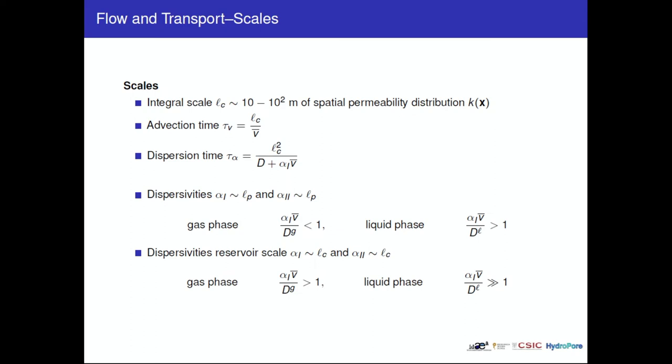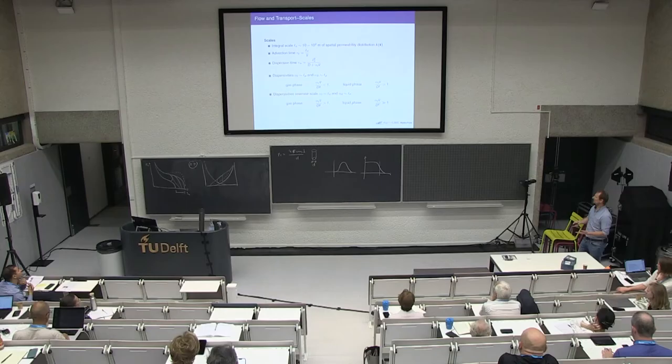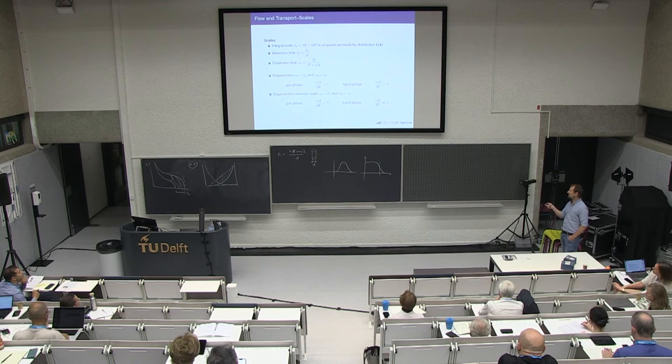And then for the gas phase, actually, this dispersion effect is subdominant compared to the gas diffusion. In the liquid phase, it's different. If you have diffusion in the liquid phase, dispersion is dominating. But if you go to the reservoir scale, which is typically taken in reservoir simulators or in the models that I have shown you before, they say, okay, I have these heterogeneities of the scale of 10 to 100 meters, so now my dispersivity is proportional to this length scale, 10 to 100 meters. And then if you do this, both in the gas phase and the liquid phase, suddenly dispersion is the dominant process.